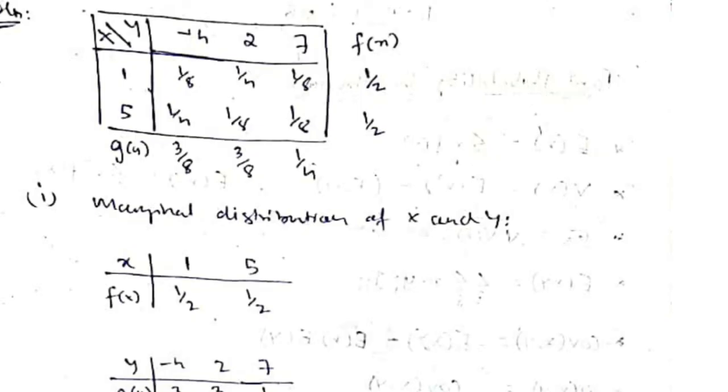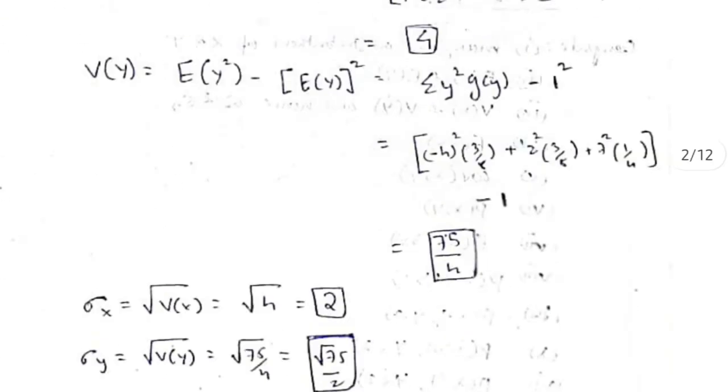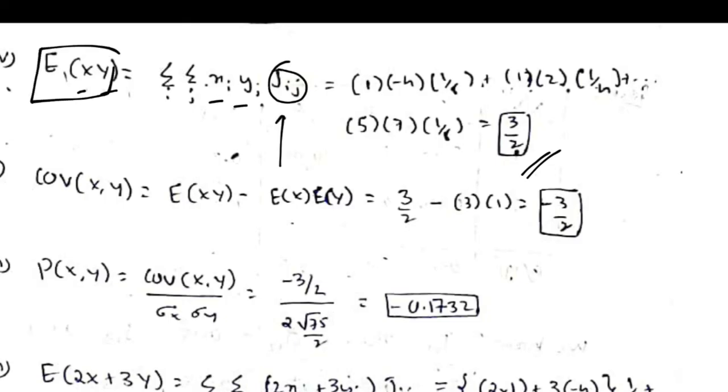What will be for the second element? 1 into 2 into 1 by 4. Okay, plus 1 into 7 into 1 by 8. Alright, like that we'll be doing for the second row also. 5 into minus 4 into 1 by 4 plus 5 into 2 into 1 by 8 plus 5 into 7 into 1 by 8. Okay, then we'll get 6 terms here. After that, multiplying and adding, we'll get the final answer here. Okay, so E of xy they had asked, so we did x into y and j ij will be the constant here. If they ask E of xy, we have to multiply x and y along with j of ij.